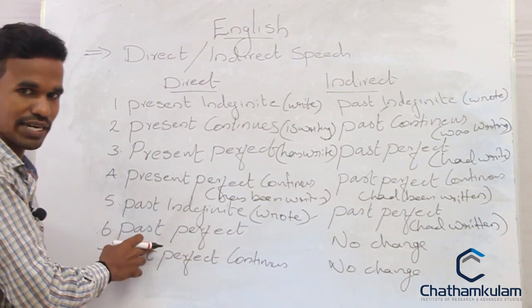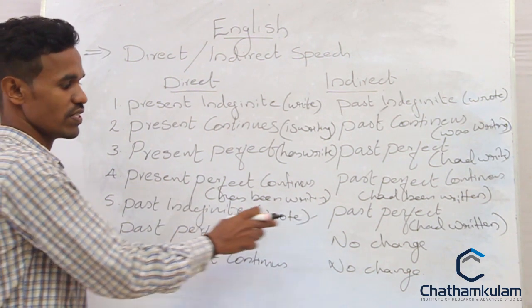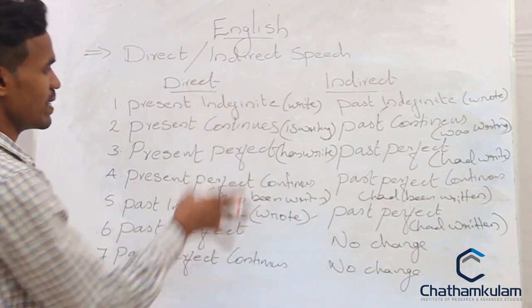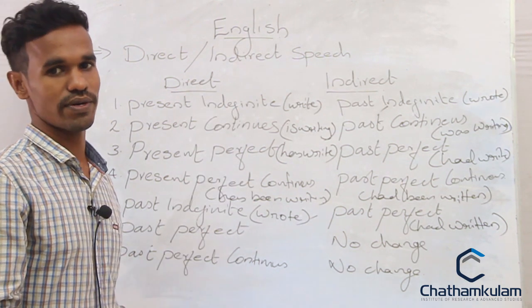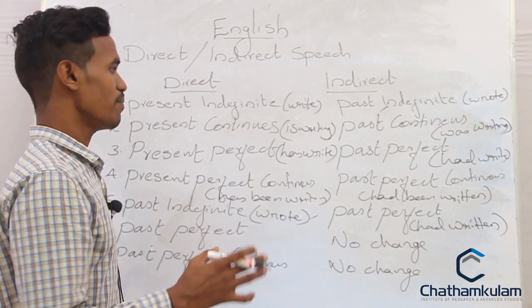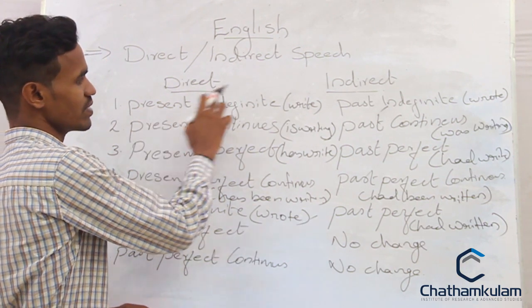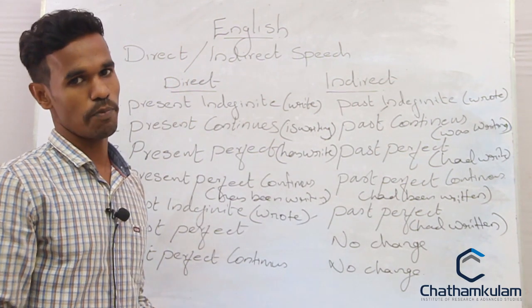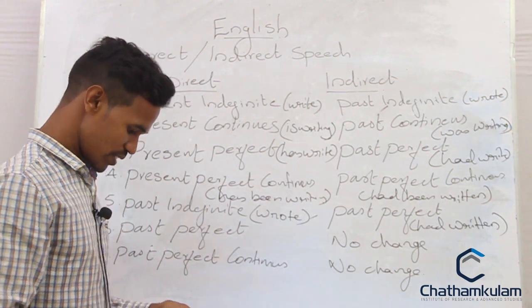But once a sentence starts in the past perfect, it doesn't have any changes in the indirect. Okay, so these are the basic rules for direct and indirect speech. Let me make it clearer with how the changes happen in the reporting terms. So these are some basics.